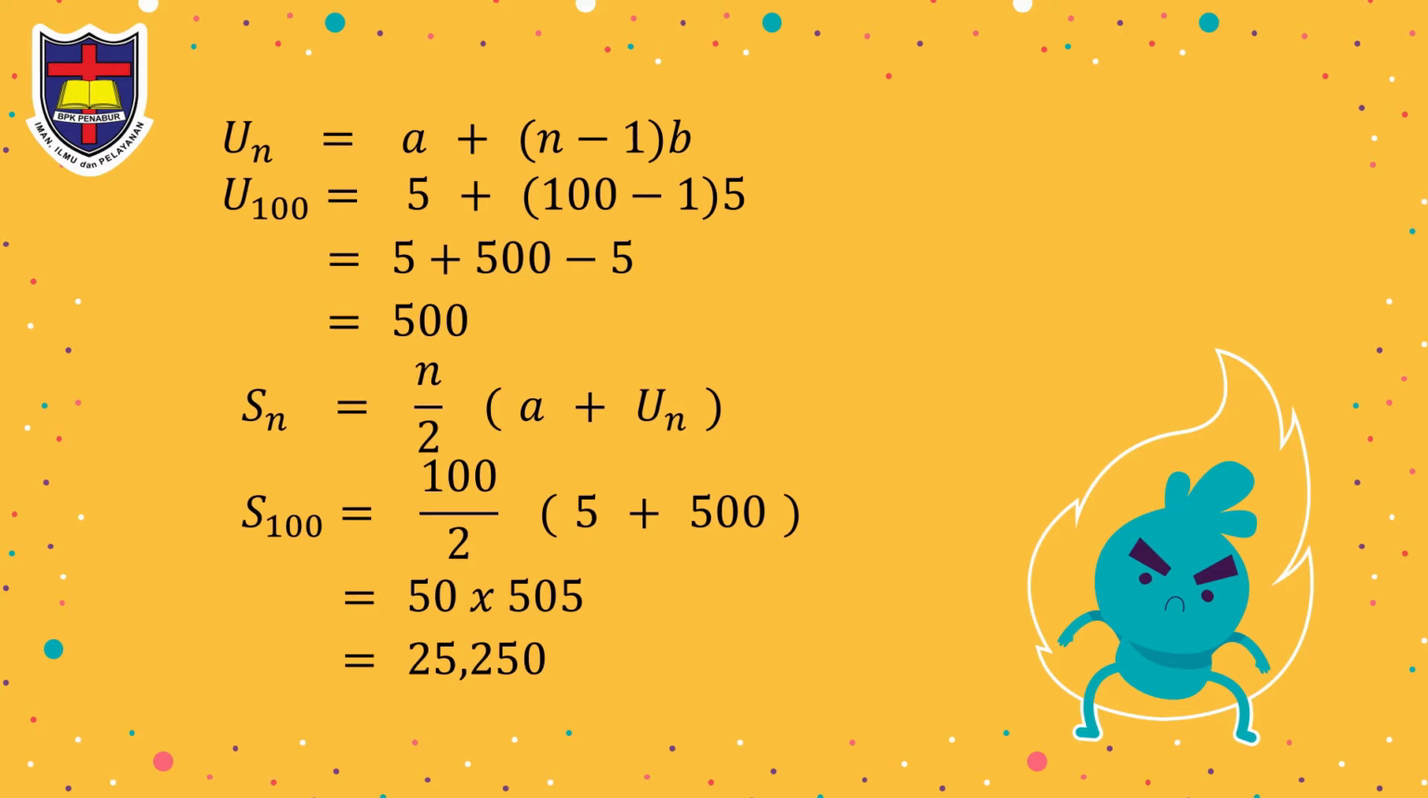So now we will see the sum of the arithmetic sequence. So we use the formula Sn equals n over 2 times a plus un. So n is 100, a is 5, and un is 500. So we have 100 over 2 times 5 plus 500. So we have 50 times 505. So we have 25,250.